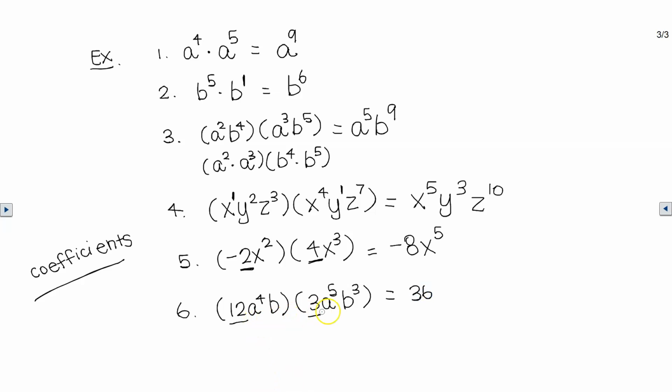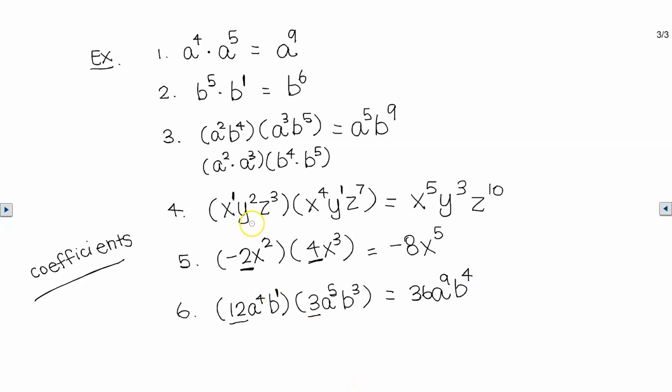But then when I start dealing with these exponents, I use my product rule, which says that when you're doing multiplication problems, you should add exponents. So I'll have to do that for the a's, which will give me a to the ninth. And then I'll have to do that for the b's. Don't forget this b is to the first power, so it would be b to the fourth, 1 plus 3.